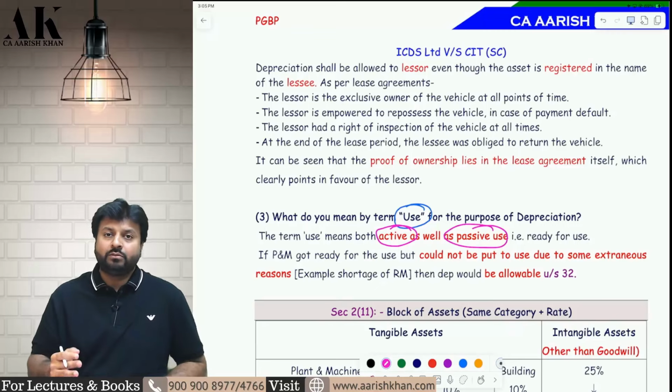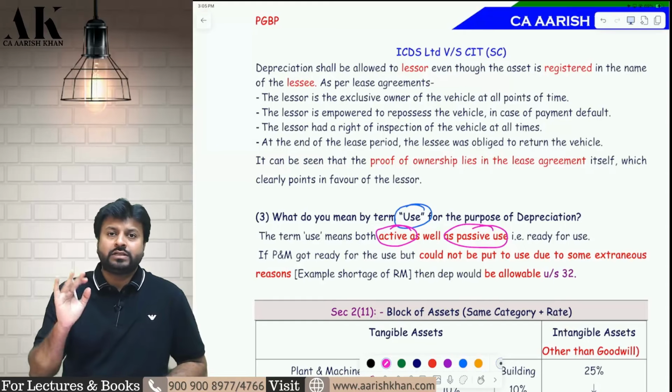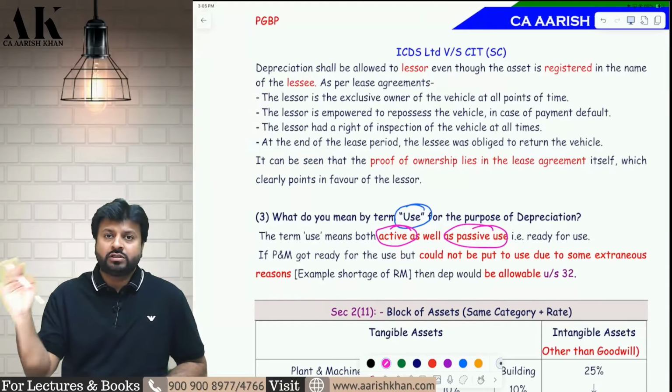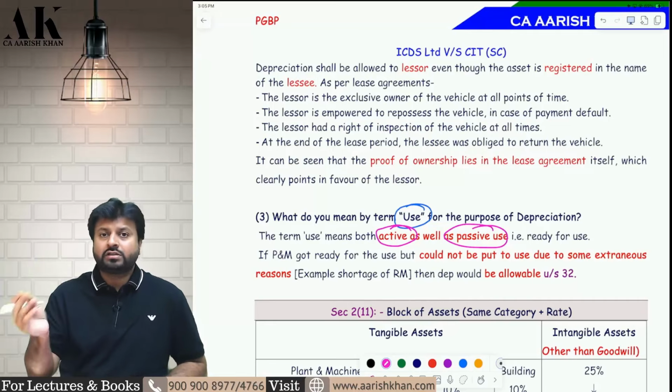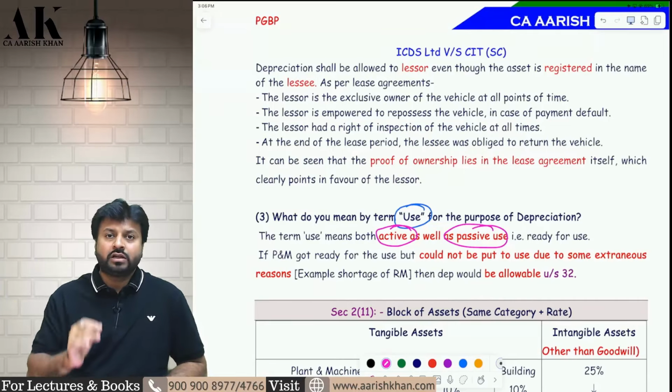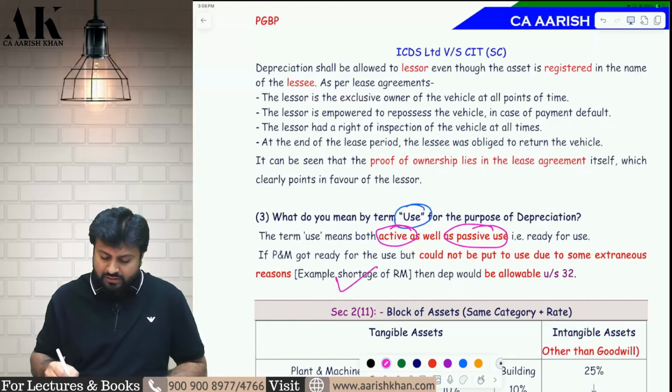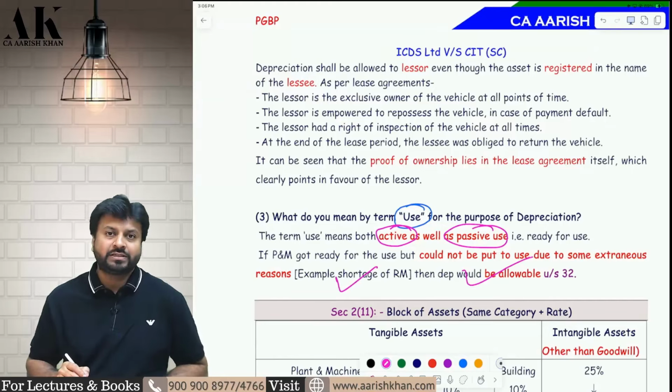Okay. One more thing, if you have purchased machinery and because of some extraordinary reason you are not able to use that machinery, maybe because of the shortage of raw material in the industry, so this is an extraordinary reason, it is not in your control. So then also you can claim depreciation. You can check it over here. I hope it is clear to all of you.